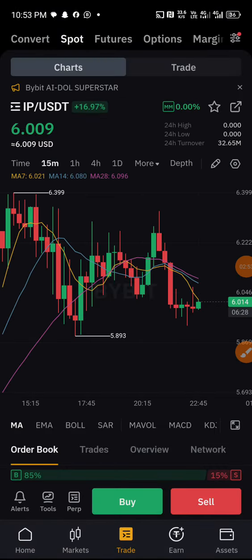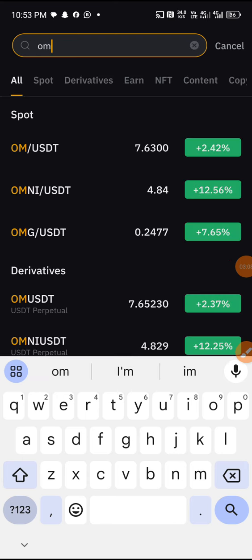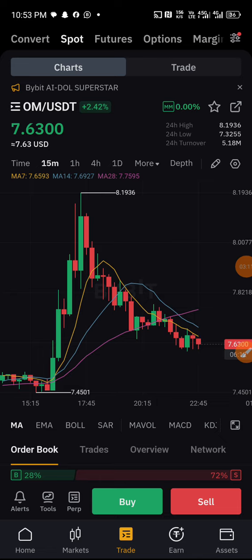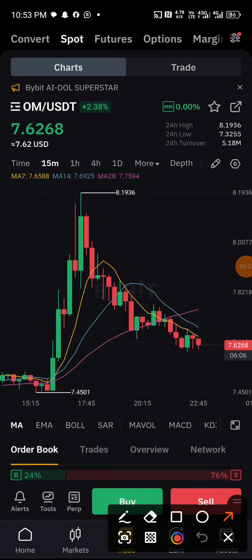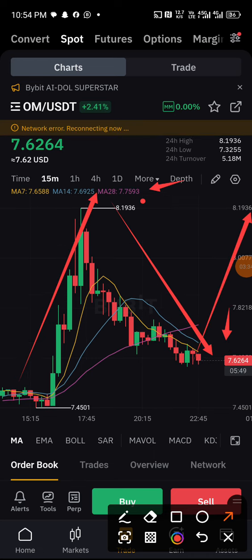Come back there again to search for the next coin. There was IP. You can see the IP here. The IP is already doing very good in the market. You can come back here to search for OM. Any coin you see Bybit advertising here, it's a sign that the coin is doing well. You can see this coin has been going up and down. It went up from 7.4 to 8.1 here, and from 8.1 here to 7.6 here. The next thing is to take up again.